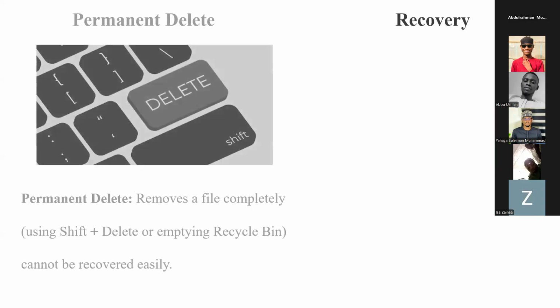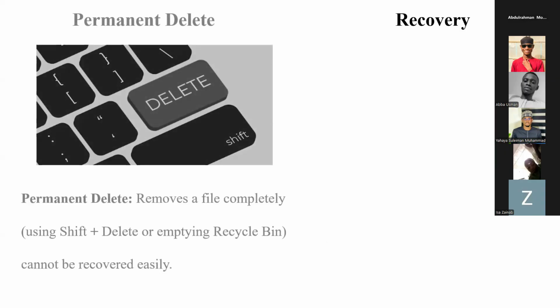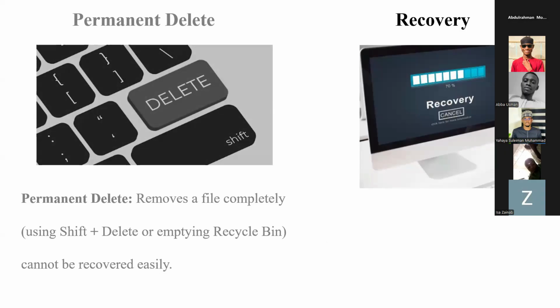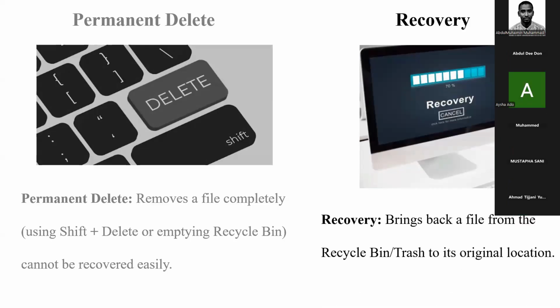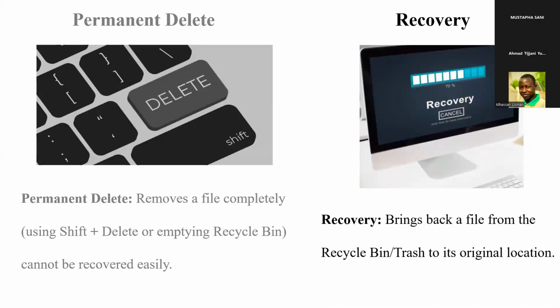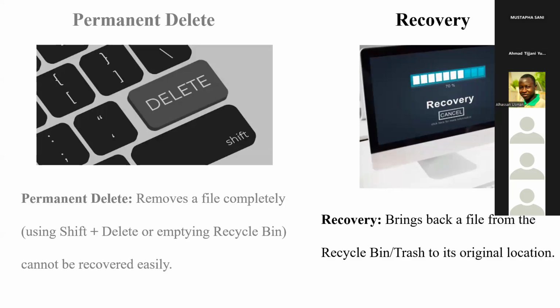So we've been talking about a file that you can recover and a file that you can't recover. So what is this recovery? Recovery brings back a file from the recycle bin. Remember we mentioned recycle bin is a folder used to store files or documents that are deleted from your computer, which you can recover later. So recovery is the process of bringing back that file from the recycle bin to its original location. We are going to have a practical to see how we can simply do that.